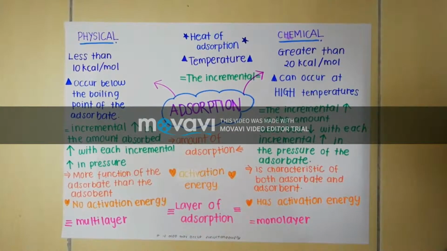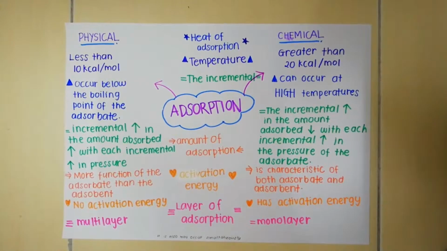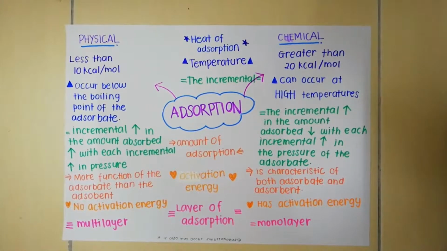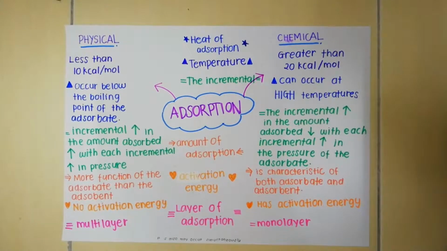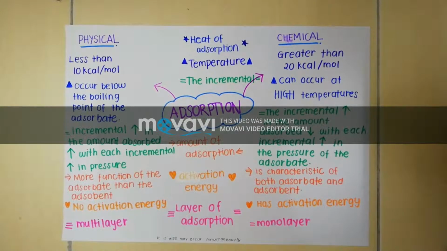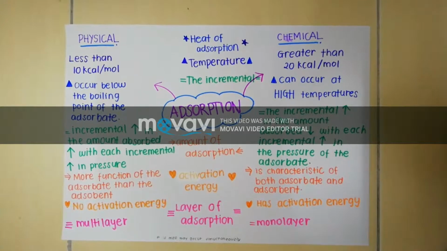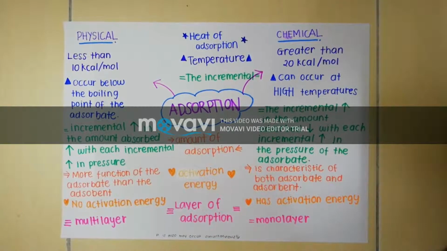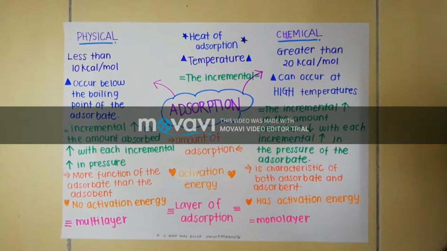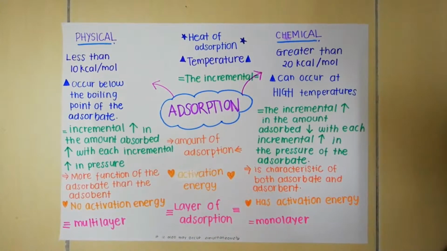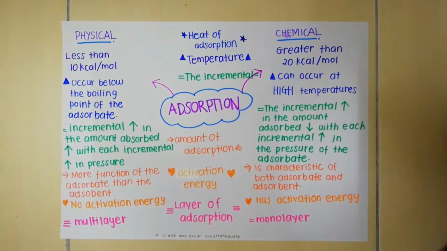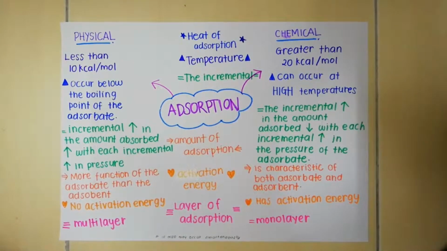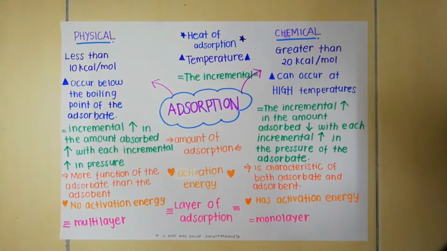Physical adsorption is appreciable only at temperatures below the boiling point of the adsorbate, while chemical adsorption can occur at high temperatures. The incremental increase in the amount adsorbed increases with each incremental increase in pressure of the adsorbate. The incremental increase in the amount adsorbed decreases with each incremental increase in the pressure of the adsorbate, which occurs in chemical adsorption.